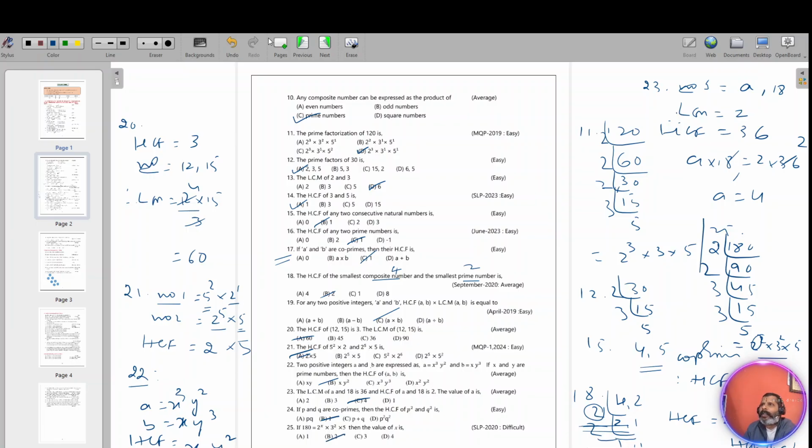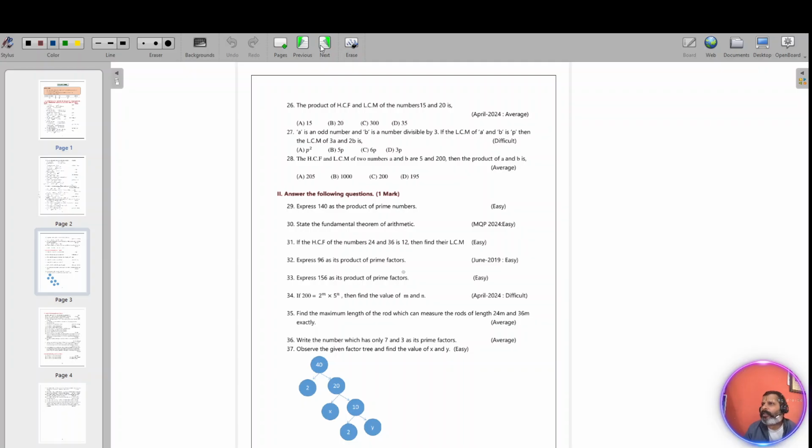Okay. We'll move to the next 1 mark questions. There are around 28 1 mark questions, and 3 are left now. The product of HCF and LCM of 15 and 20. So we know that A into B equals HCF into LCM. So 15 into 20 is the HCF of 15 comma 20 into the LCM of 15 comma 20, that is 300, is the product of HCF and LCM.